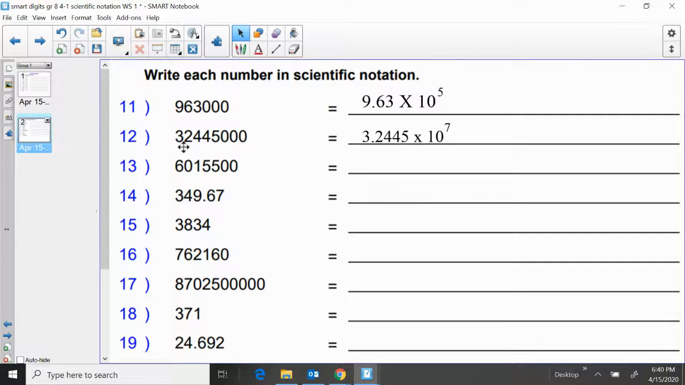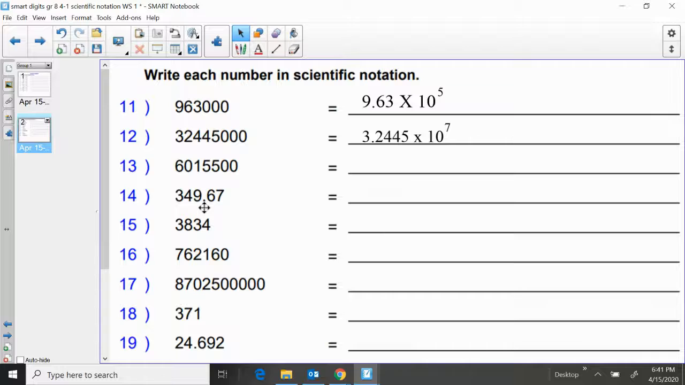So 3.2445, which matches this, times 10 to the 7th. So how many times do I move it? 1, 2, 3, 4, 5, 6, 7 for my exponent of 7. All right, now I'm going to jump down here because this looks a little bit different.